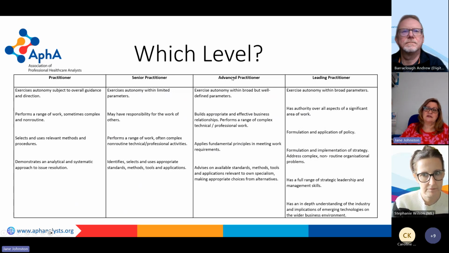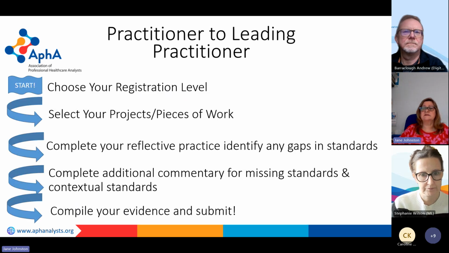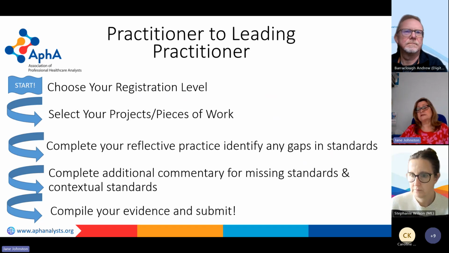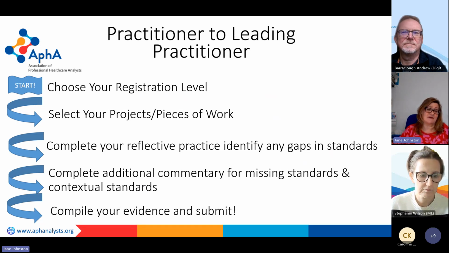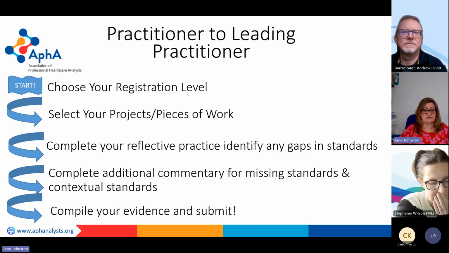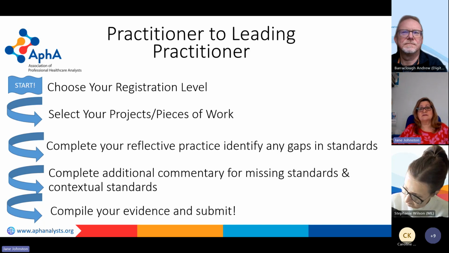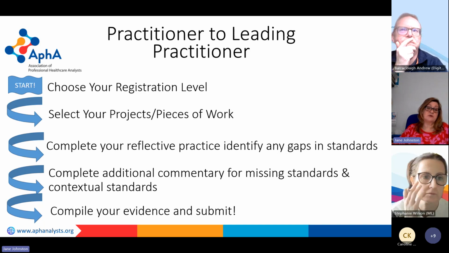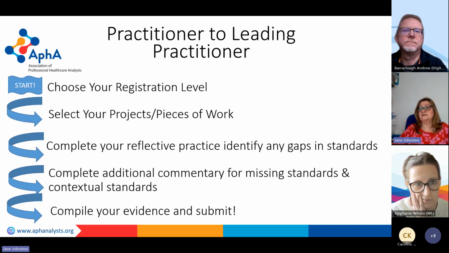So once you've thought, well, actually I'll probably go for this one, then you can start looking at the detail behind. Once you've chosen your registration level, start thinking about the projects and pieces of work. We ask for reflective practices. Three reflective practices is a good number. And you'll find if you pick a big meaty piece that you might cover 60–70% of your standards just in the first reflective practice. They don't all have to be major projects, as long as across them you cover the standards and you can provide the evidence of that. So your first reflective practice piece might be for a very large project that you were involved in, and then a couple of other smaller pieces just to wipe up the rest of the standards.